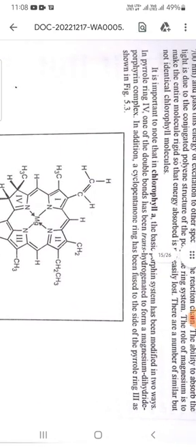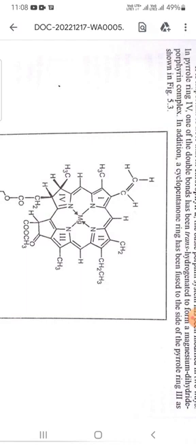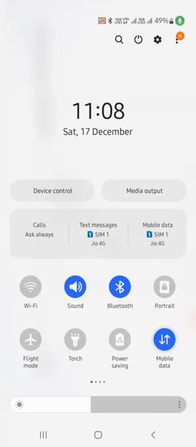There are a number of similar but not identical chlorophyll molecules. It is important to note that chlorophyll, the basic porphyrin system, has to be modified in two ways. In pyrrole ring 4, one of the double bonds has to be hydrogenated to form a magnesium dihydroporphyrin complex. In addition, a cyclopentanone ring has to be fused to pyrrole ring 3 as shown. This is chlorophyll a.